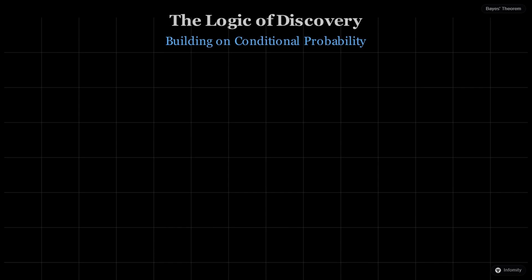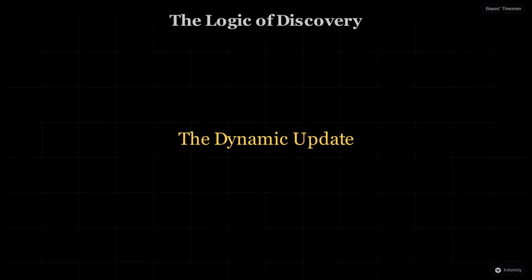Building on our previous talk about conditional probability, we are now ready to tackle the engine of reasoning itself. Most videos on Bayes' theorem never show the dynamic updating perspective. In this video, we want to show something different, how you can mathematically change your mind as new clues arrive.